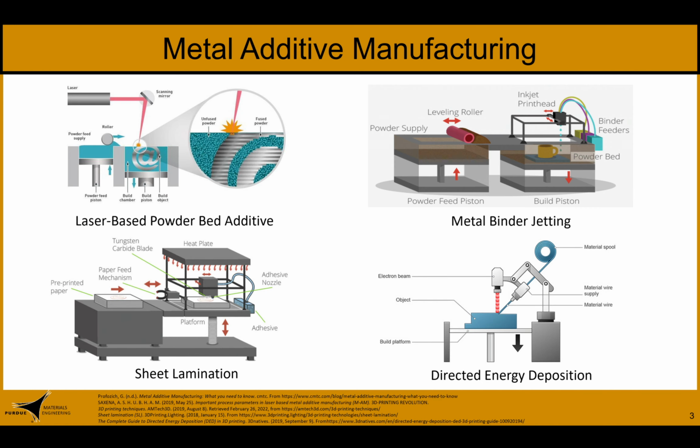Let's talk about metal additive manufacturing, which consists of four types. The first type is laser-based powder bed fusion, which uses laser or electron beams to melt and fuse the metal powder into a solid. Examples of metal powders are stainless steel, nickel, cobalt, titanium, and aluminum, and the powder choices are constantly expanding with more research. The second type is metal binder jetting.